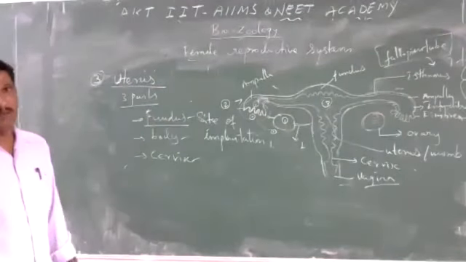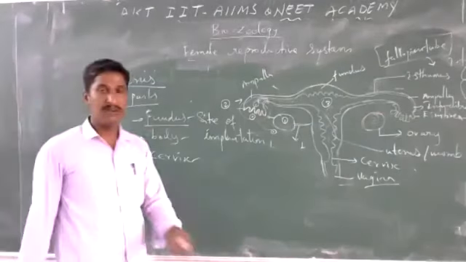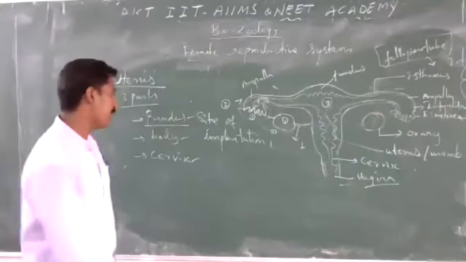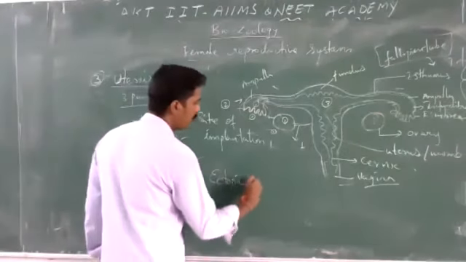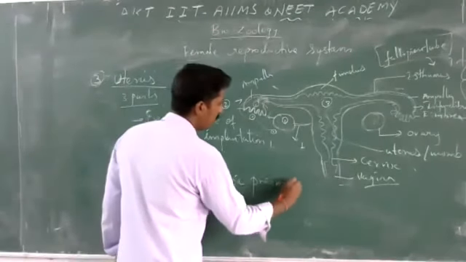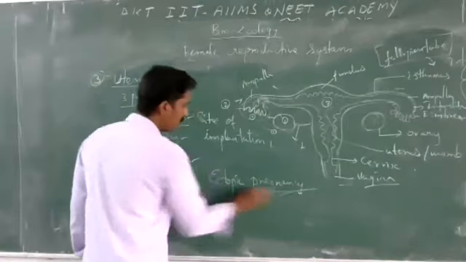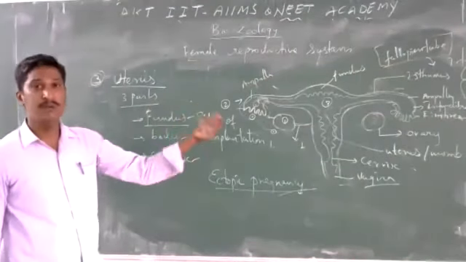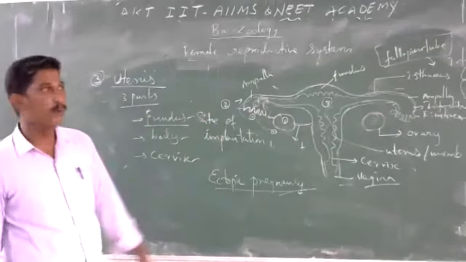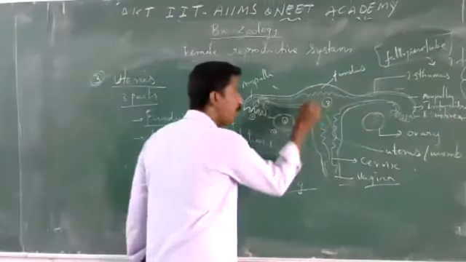We know one of the scientific terms in our zoology, ectopic pregnancy. Ectopic pregnancy means the implantation of the fertilized zygote or fertilized ovum takes place away from the uterus.